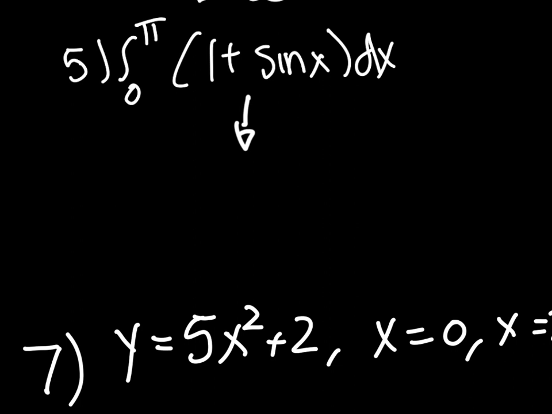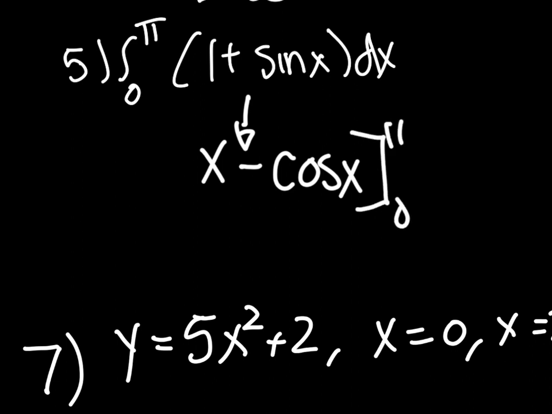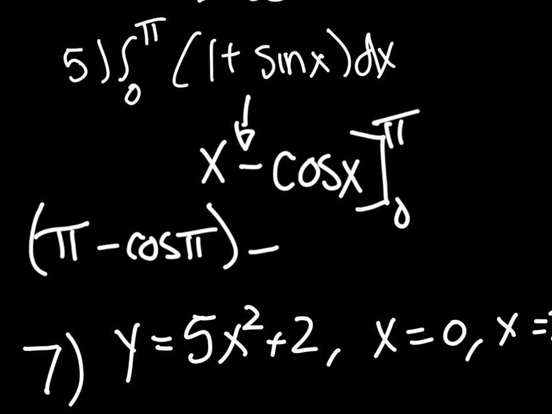We know that the antiderivative of 1 is x. The antiderivative of sine of x is negative cosine, because the derivative of negative cosine is sine of x. So we put here negative cosine of x. So now we plug in for 0 and for pi, b minus a. So now we say that pi minus cosine of pi, minus 0 minus cosine of 0.